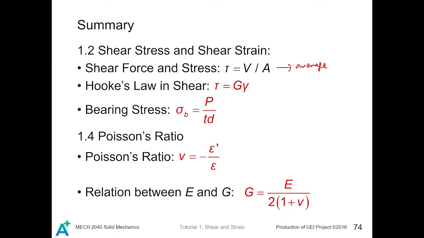Also, we learned about Hooke's law in shear, which is given by tau equals to G times gamma, where gamma is the shear strain and G is the shear modulus.